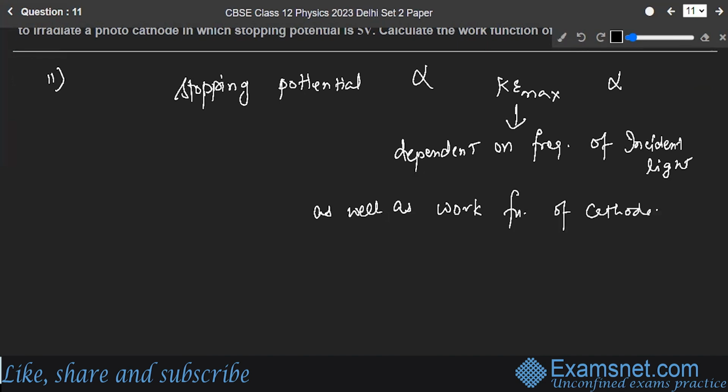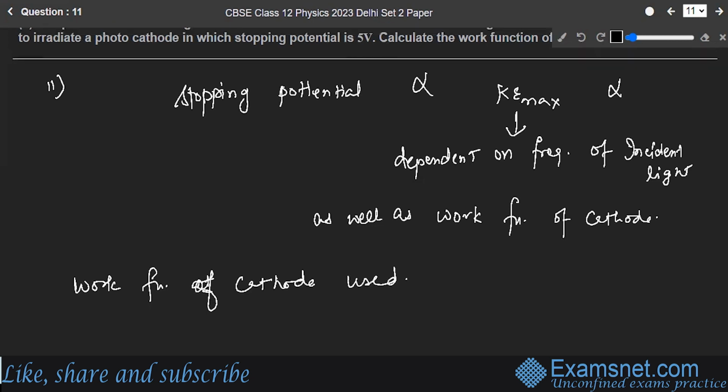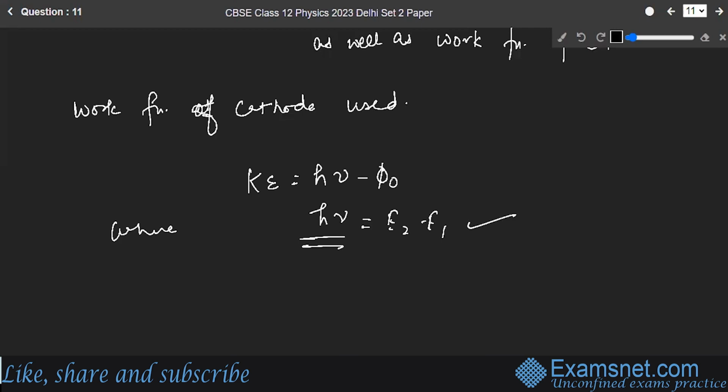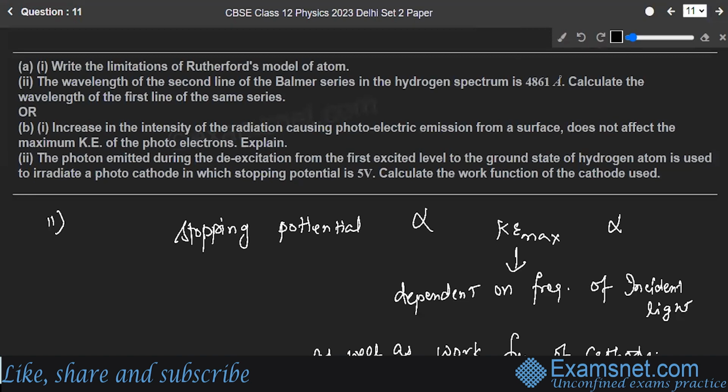Combining these two facts, we can arrive at the work function of the cathode used. All right, so kinetic energy is equal to this minus this, where h mu is the difference of E2 and E1. Hope you are clear with this. Let's move to the next question. Okay, this is the last question of the paper.